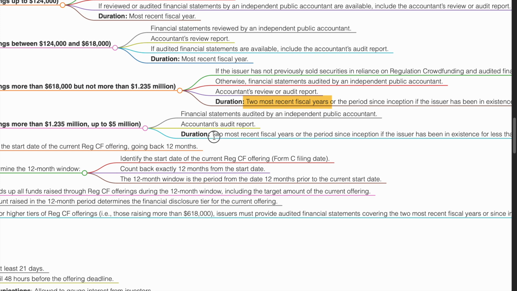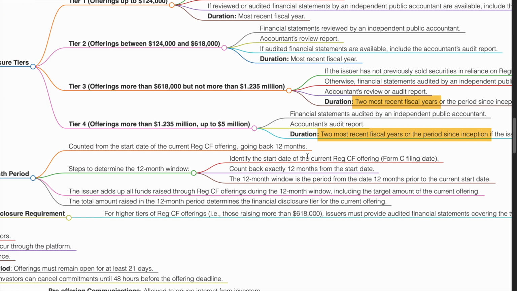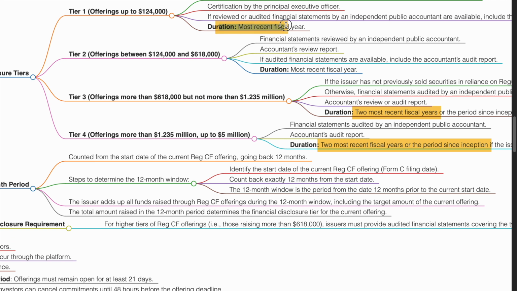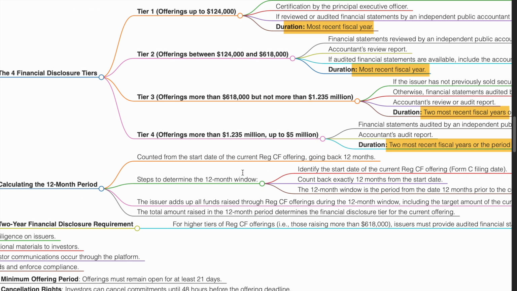And same with tier 4, right? So that's just something really important to keep in mind. We're always looking at the amount being raised, including the current offering, for only within this 12-month period, but the duration, how far back in time you need to include in your financial disclosures, is only one, the most recent fiscal year for tiers 1 and 2, and it's the two most recent fiscal years for tiers 3 and 4.